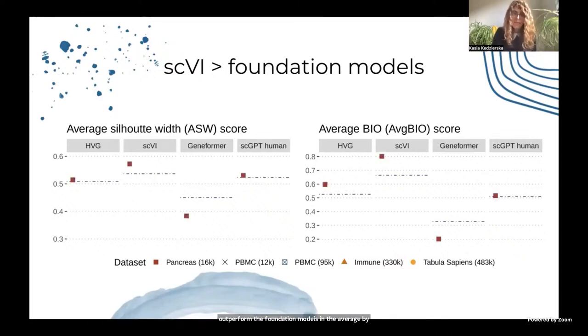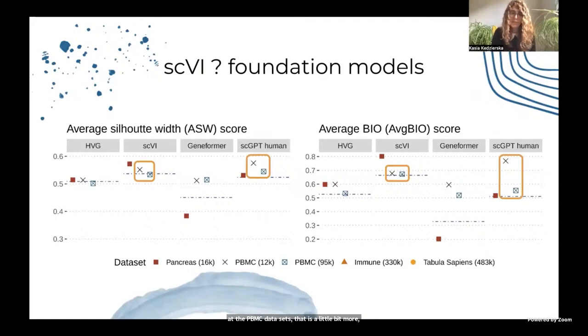That is the same for the pancreas, which largely follows the median. However, when we look at the PBMC data sets, that is a little bit more complicated. Let's focus on the PBMC scores for scVI and scGPT human. What we see is that when it comes to the silhouette score, in both data sets, scGPT outperforms scVI. However, when we look at the average bio score, we see that scGPT human outperforms scVI in one of the data sets, but underperforms scVI in the other data set.